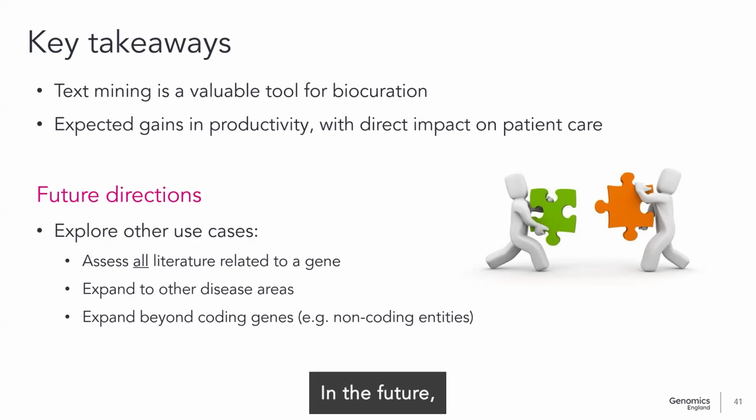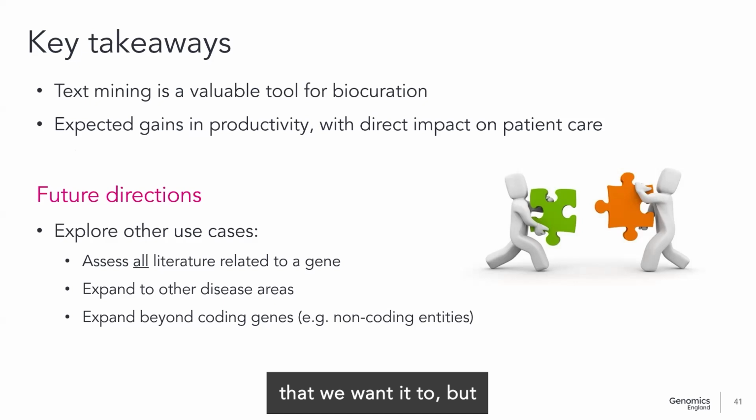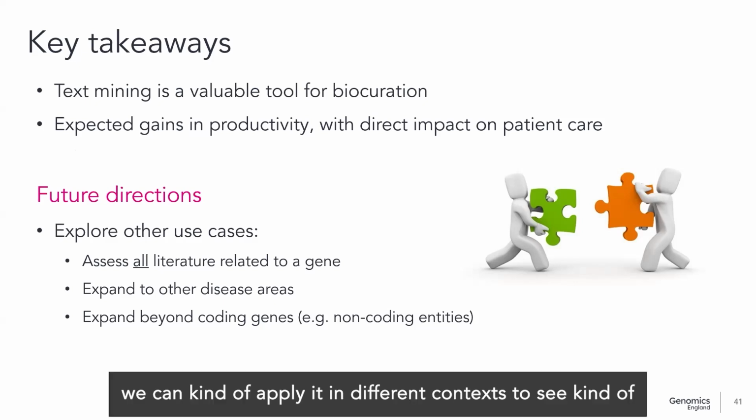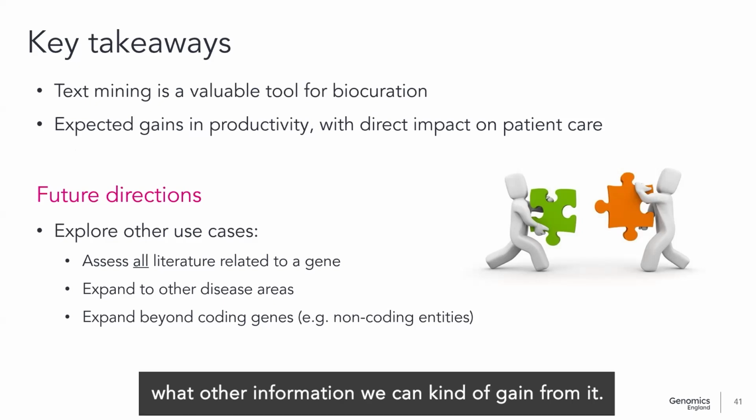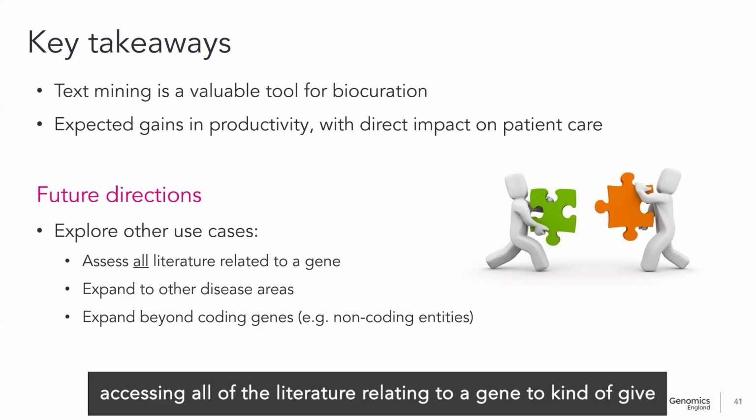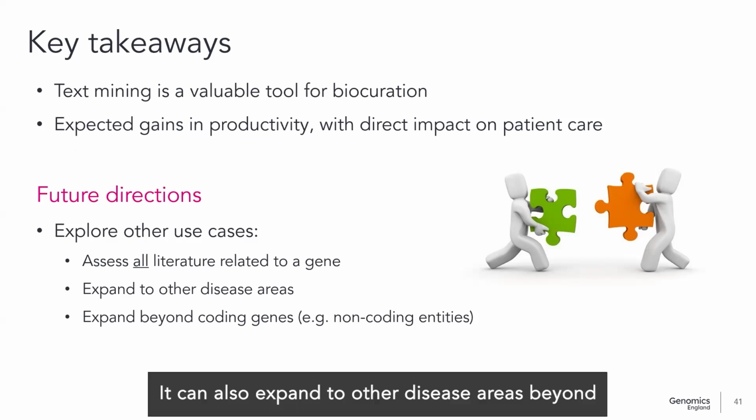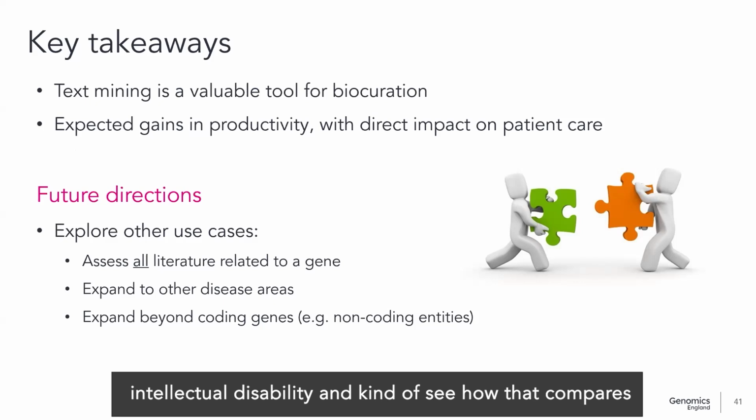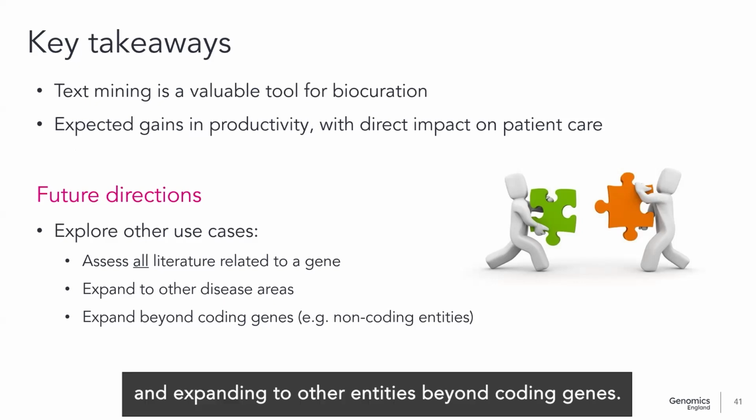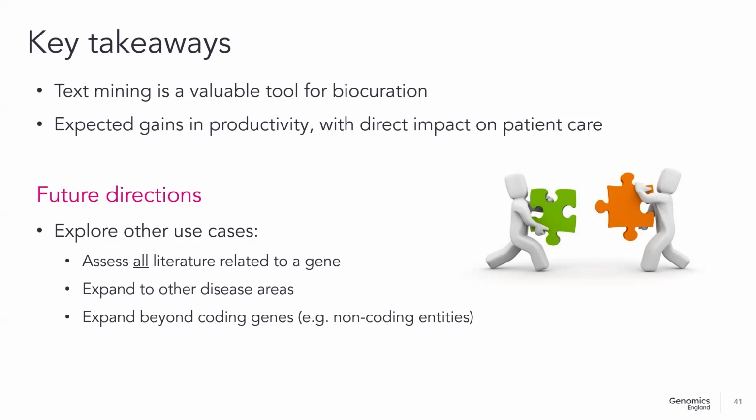In the future, obviously we have shown that the pipeline works in the way that we want it to, but we can apply it in different contexts to see what other information we can gain from it. So that might be accessing all of the literature relating to a gene to give you an overall summary, not just looking at one publication. We can also expand to other disease areas beyond intellectual disability and see how that compares, and expanding to other entities beyond coding genes, so things like non-coding regions.